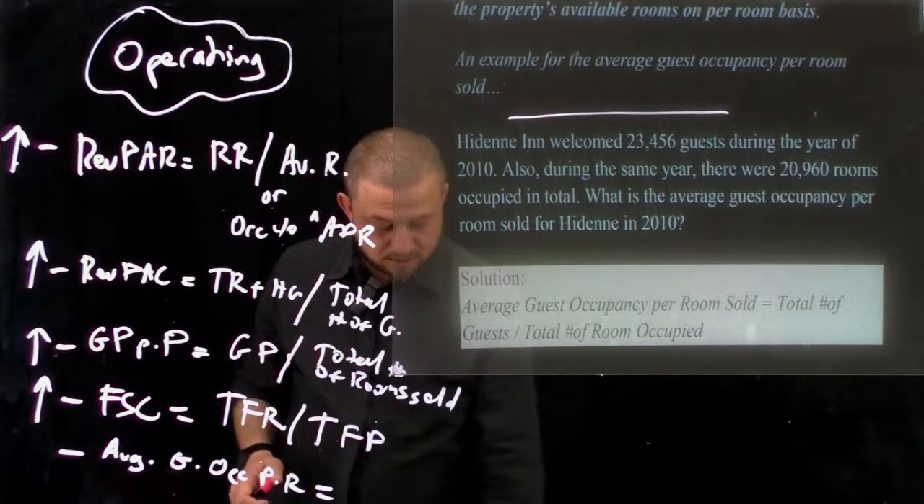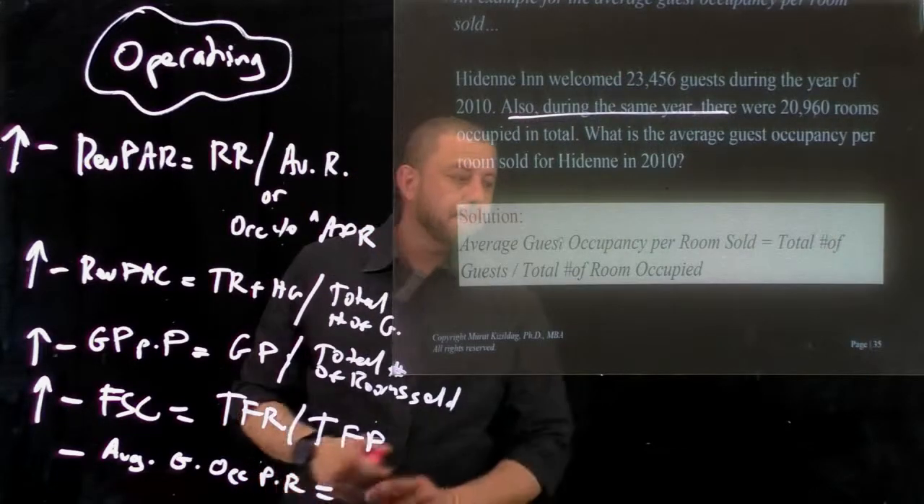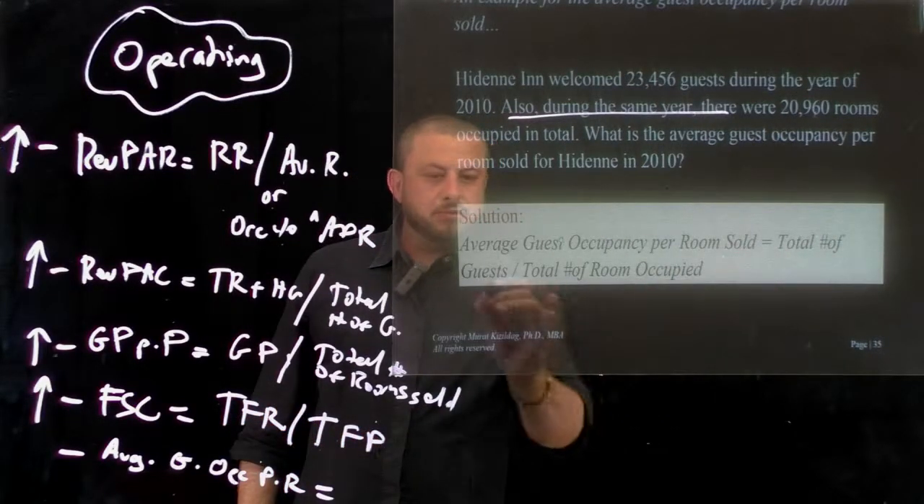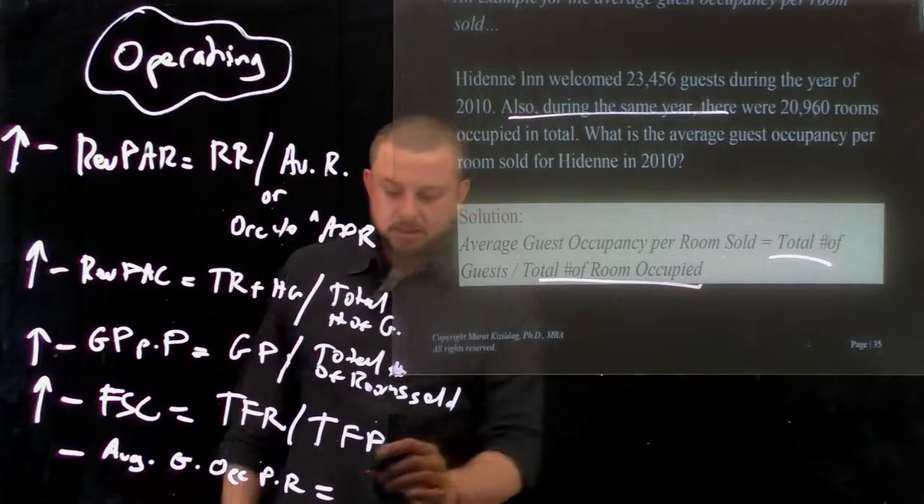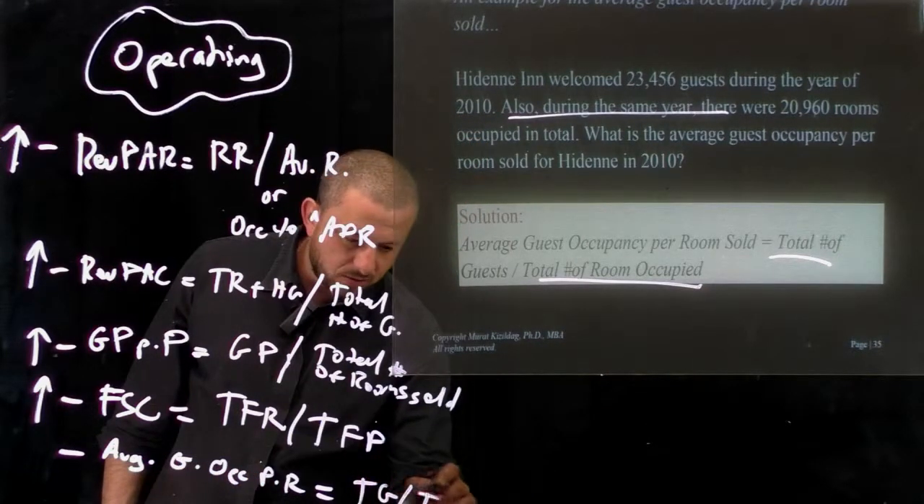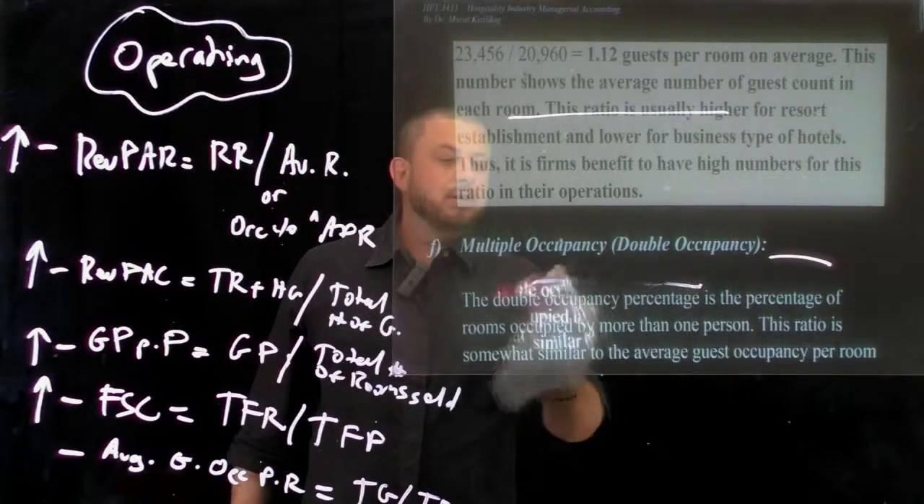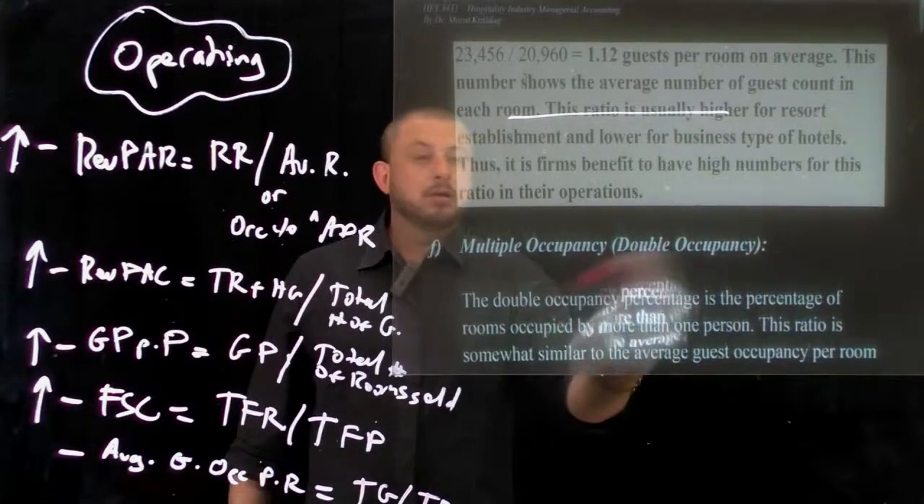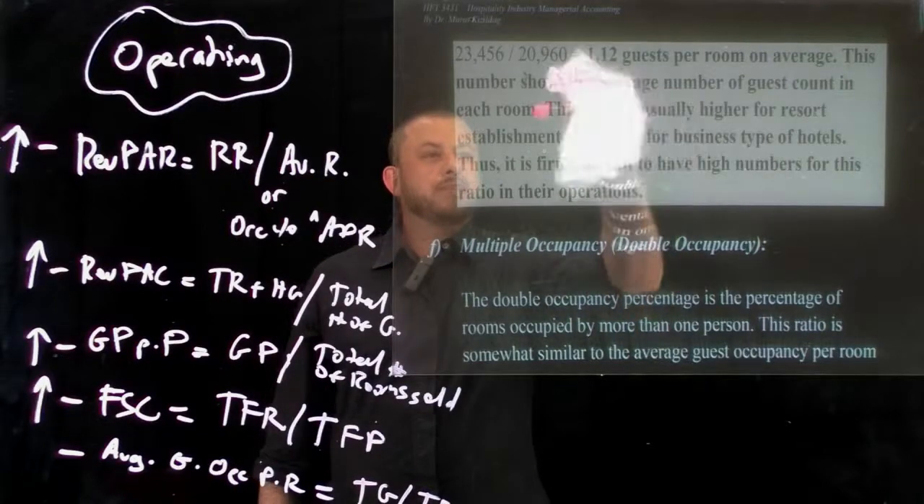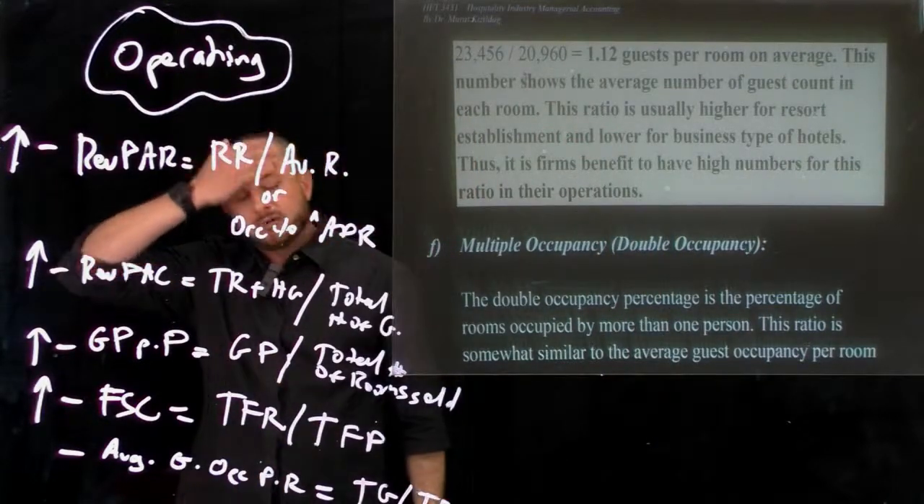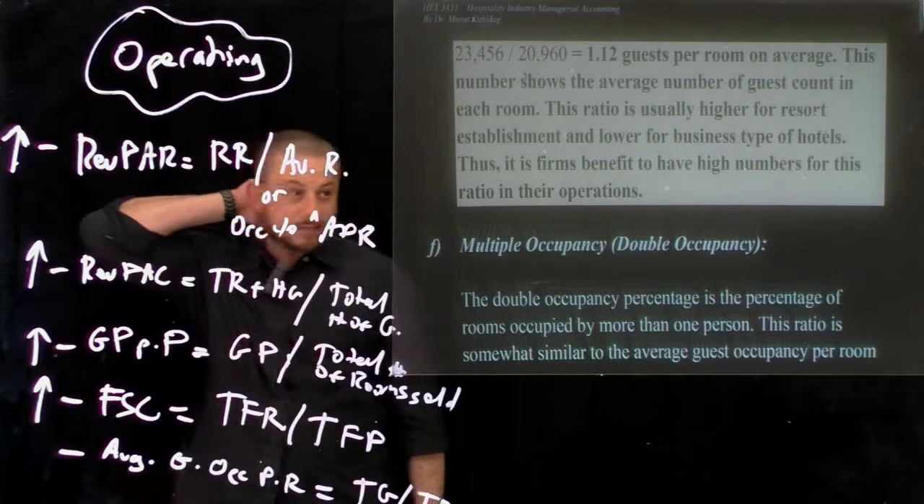Guys, take a look at the equation right here. Total number of guests over total number of rooms occupied. Total number of guests, TG, total rooms occupied, TRO. When I do the math, 1.12 guests, every room on average is occupied by 1.12 guests.